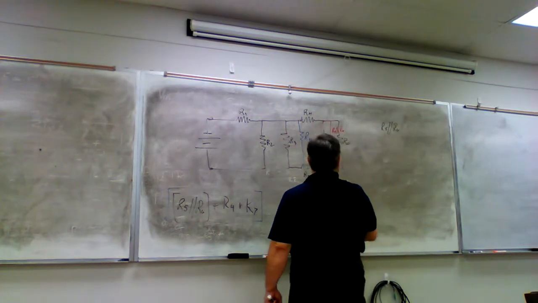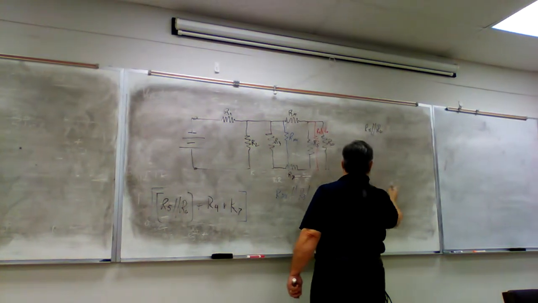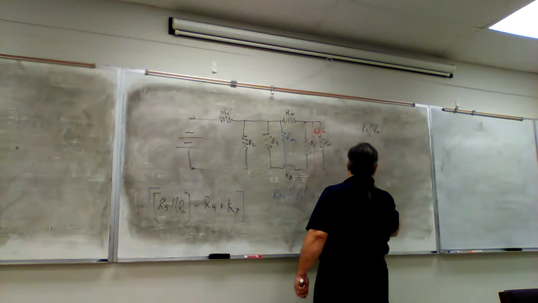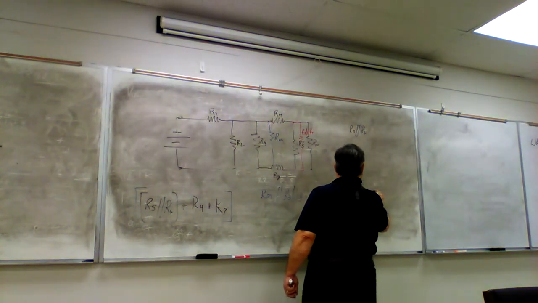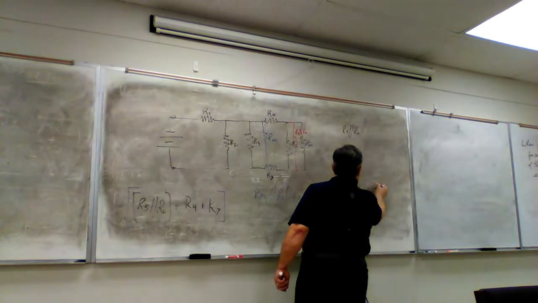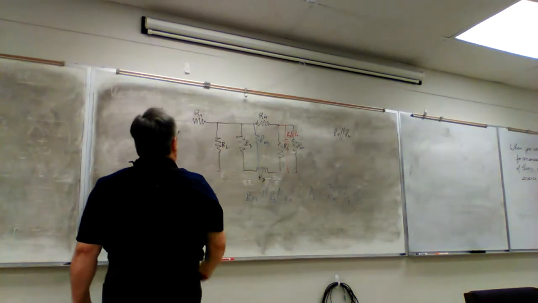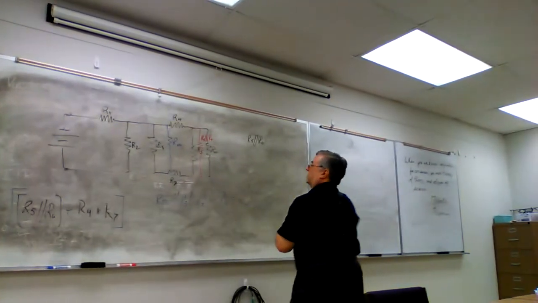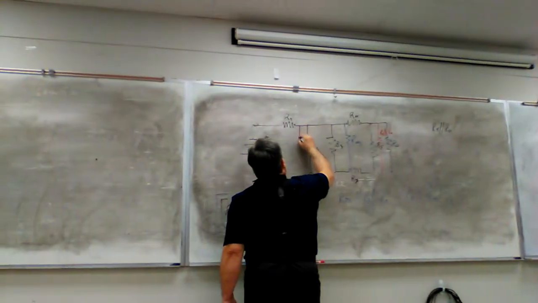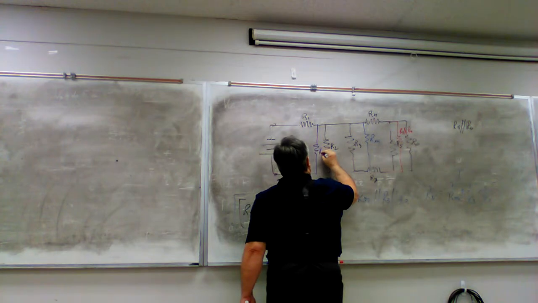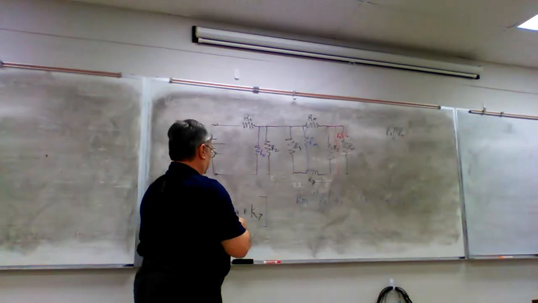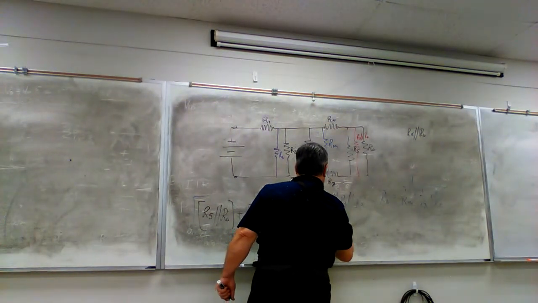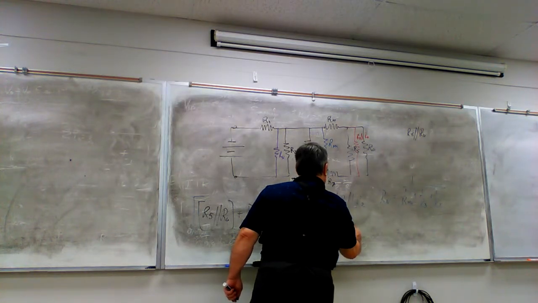So that would give you R net is equal to the reciprocal of 1 over Rm plus 1 over R3 plus 1 over R2. And that gives you R sub n, which replaces all of that with R sub n. Now we've got R1 plus Rn, and that gives you your total resistance.